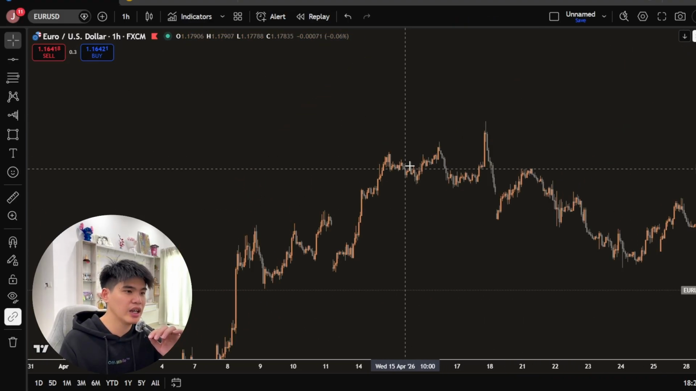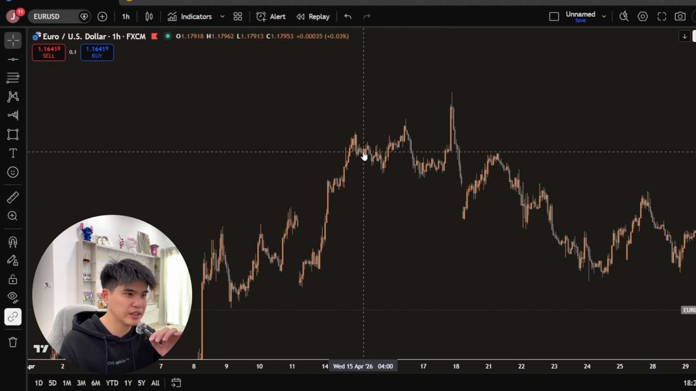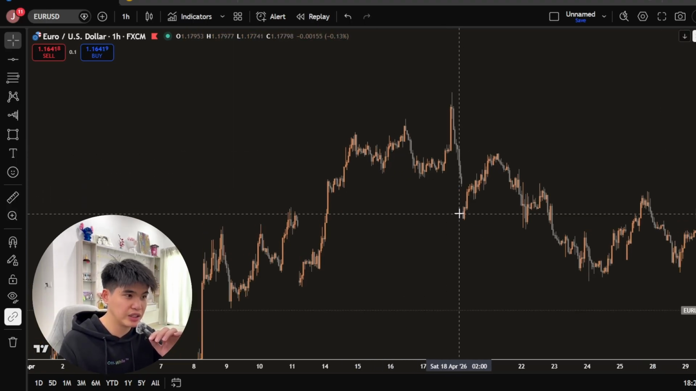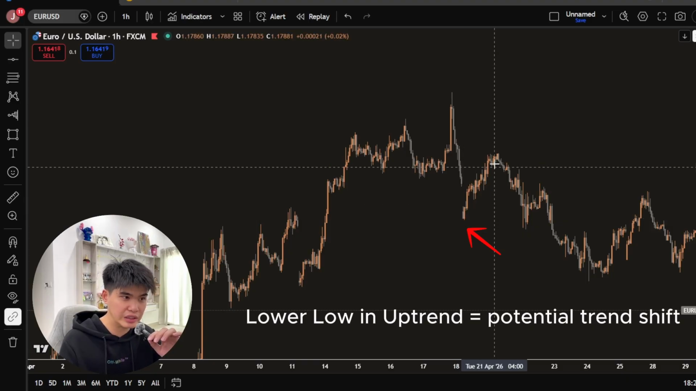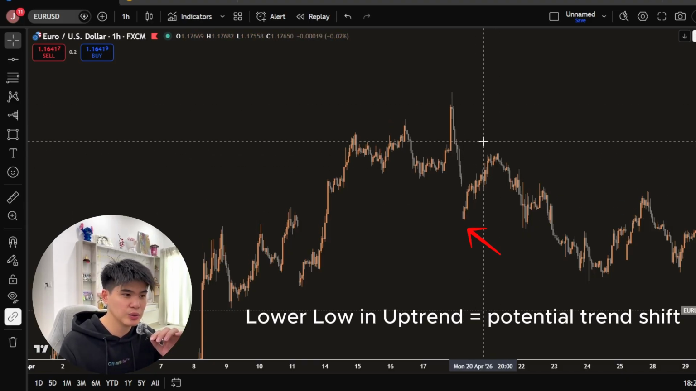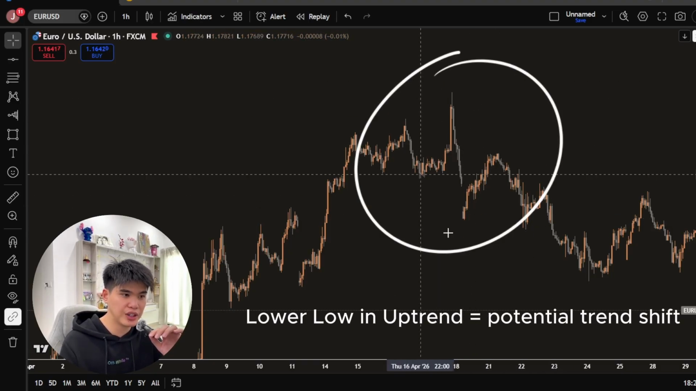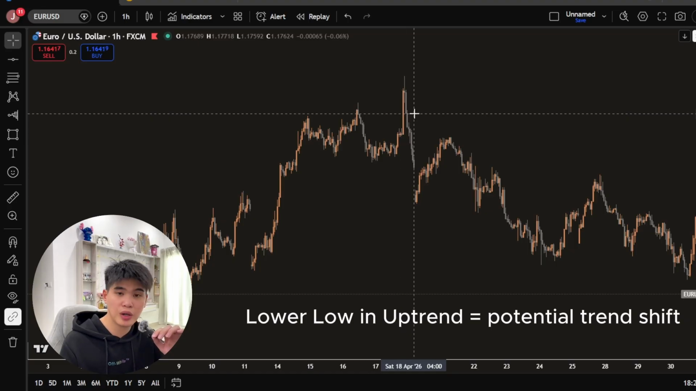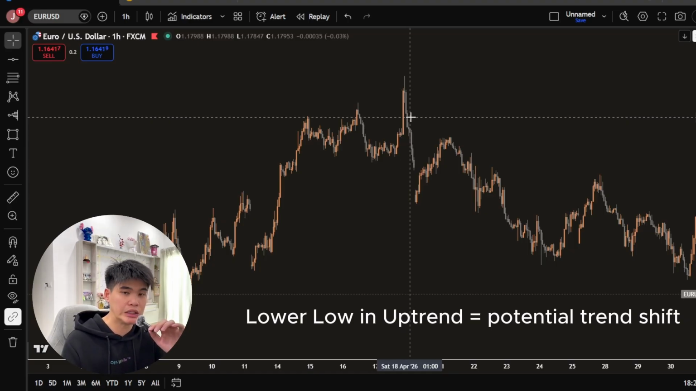Moving forward, we notice that price has broken down, creating a lower low, but it didn't create another higher high. Which means that there is a shift of trend happening here. There are no more new highs created, but a new lower low was created.